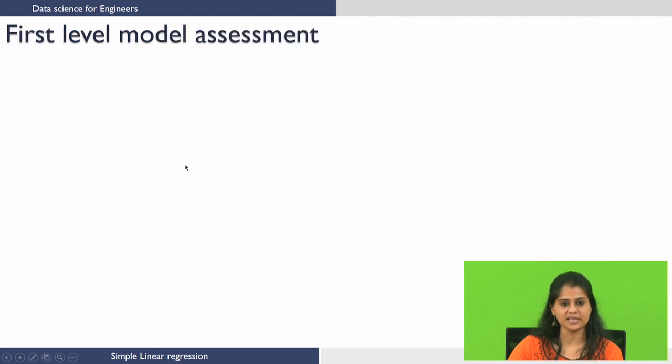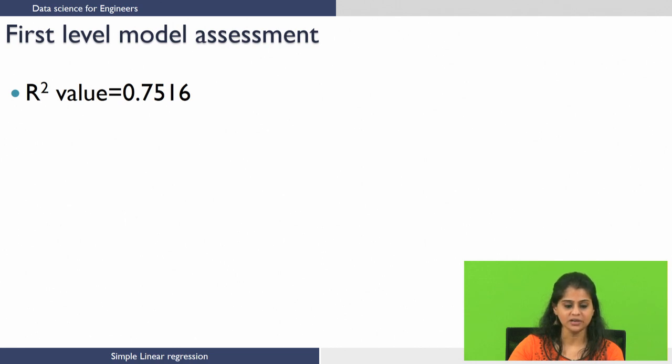So, let us look at the first level of model assessment. The first level of model assessment is done using the R-squared value. If you go back and see, the R-squared value for our model is 0.7516. This is pretty close to 1, though not very close, but it is still closer to 1. So, we can say that yes, the model we have developed is reasonably good, but not really good. It also tells us the assumption that we made initially to begin with, that there is a linear relationship between x and y. We are also going to look at hypothesis testing.